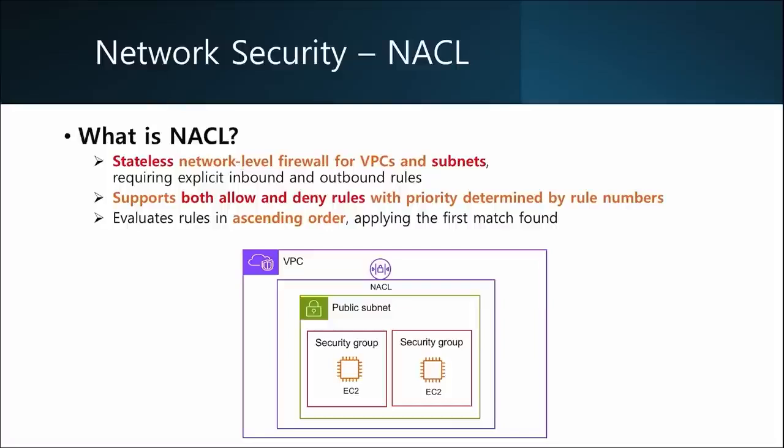NACL supports both allow and deny rules. Each rule is evaluated in a given order based on its priority number, with lower numbers being applied first. The order of the rules is very important, as the first matching rule is applied.